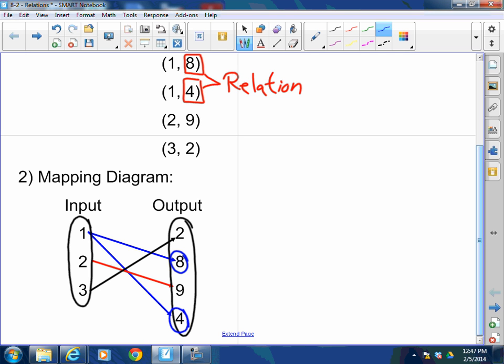So these arrows mean, okay, when x is 1, my output would be 8. But when x is 1, my output is also 4. Then when x is 2, my y value is 9. And when x is 3, my y value is 2. So you can write it as ordered pairs or as what's called a mapping diagram. Mapping diagrams aren't that common, but you're going to see them on the SAT and stuff like that.